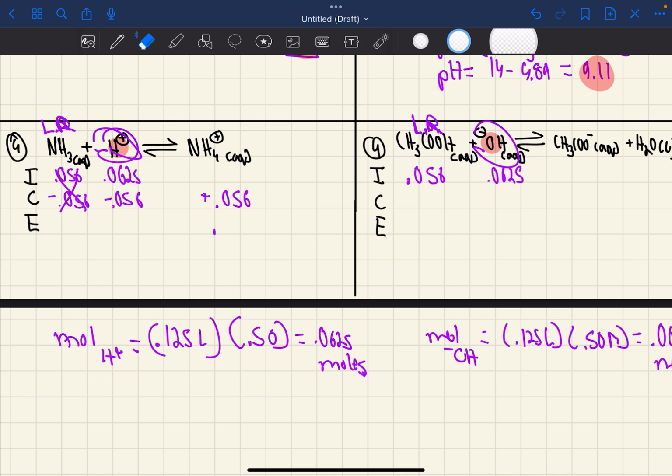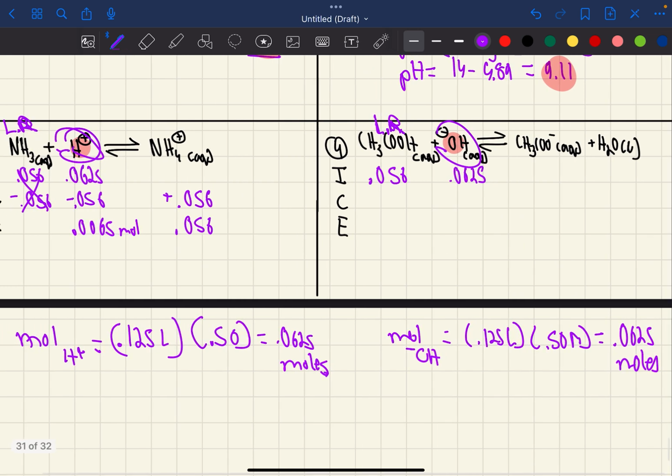So you're gonna have 0.056, and you're gonna have something left over here. What is that number? What did I get? I got 0.0065 moles of H left, and then do the exact same thing here.